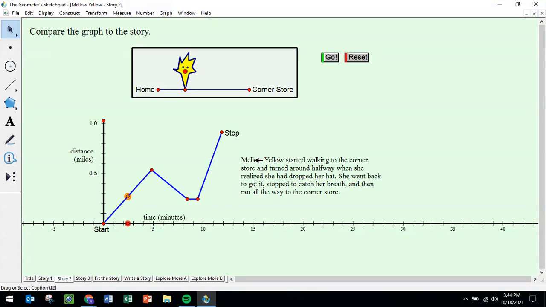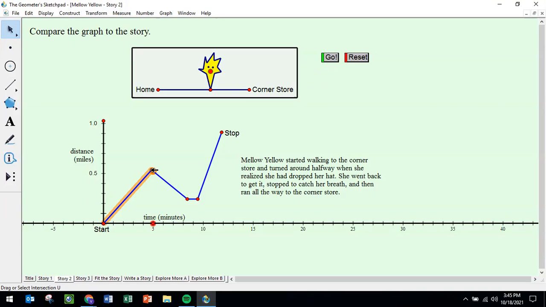In story 2, Mellow Yellow starts walking to the corner store, turns around halfway when she realized that she had dropped her hat. She goes back to her hat to get it, stops to catch her breath, and then ran all the way to the corner store. So let's start. So Mellow Yellow goes, and at what point does Mellow Yellow realize that she drops her hat? Well, after walking about 0.5.